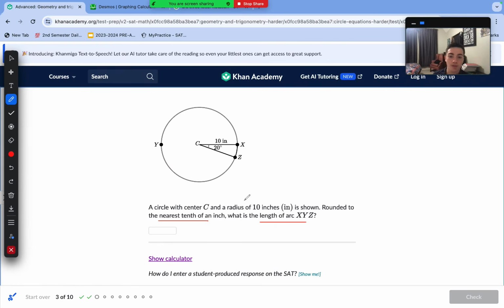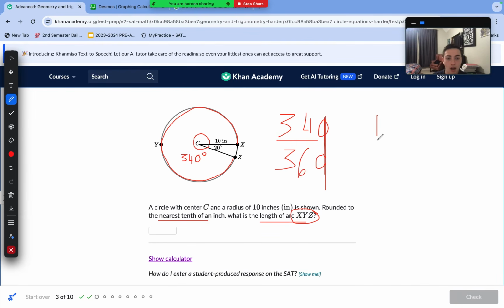So the first thing with this question we need to notice that arc XYZ goes from X to Y and then ends off with Z. So we are finding the length of this arc right here, which is not going to be 20 degrees, but it's in fact going to be 340 degrees right here. So our first step is to find what is the fraction of this 340 compared to the whole. So to do that, we just do 340 divided by 360, and we can simplify this fraction here. That is 17 over 18.